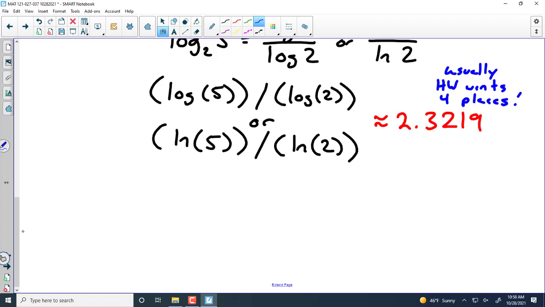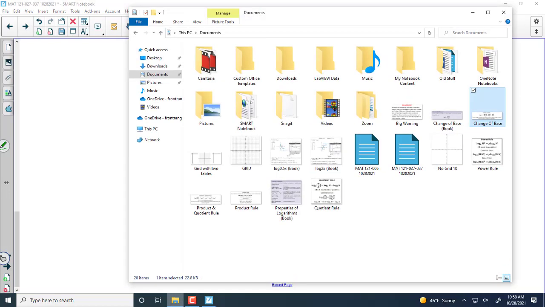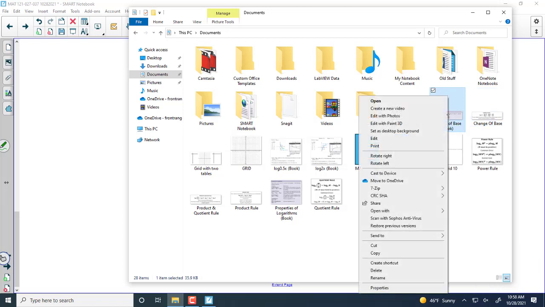So, everyone, that right there is the approximation of log base 2 of 5. And in case anyone's curious, I'll put the book one up here also. This is the book's.